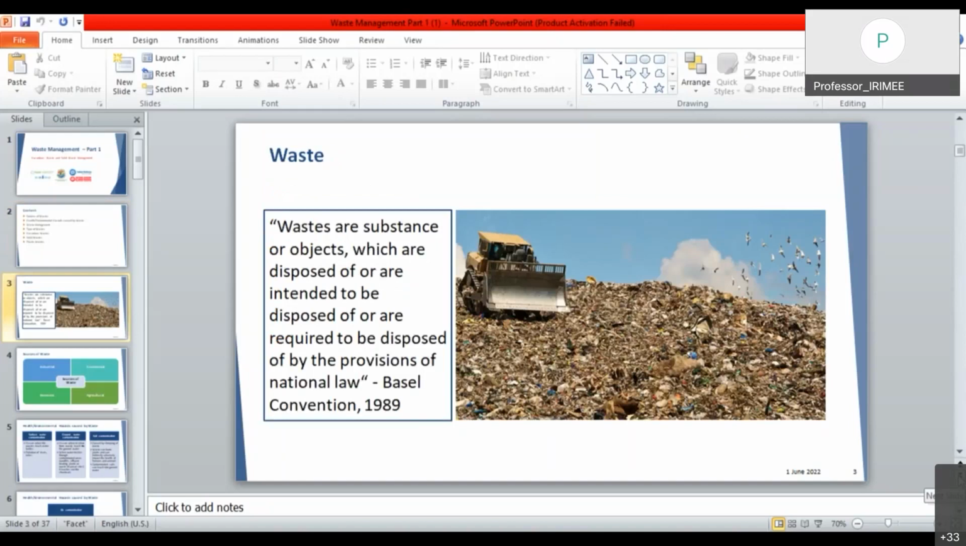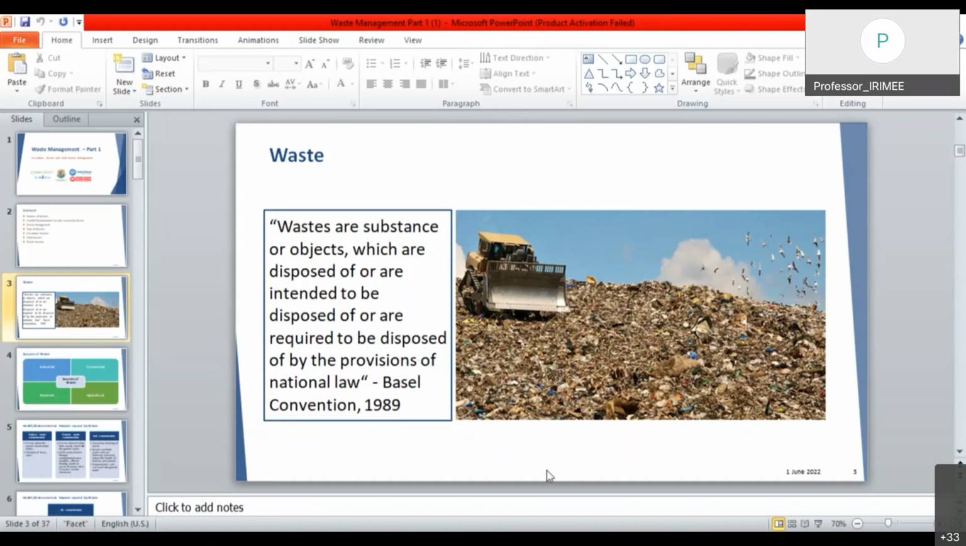As per the Basel Convention of 1989, waste has been defined as the substances or the objects which are disposed of, or are intended to be disposed of, or are required to be disposed of by the provisions of national law.